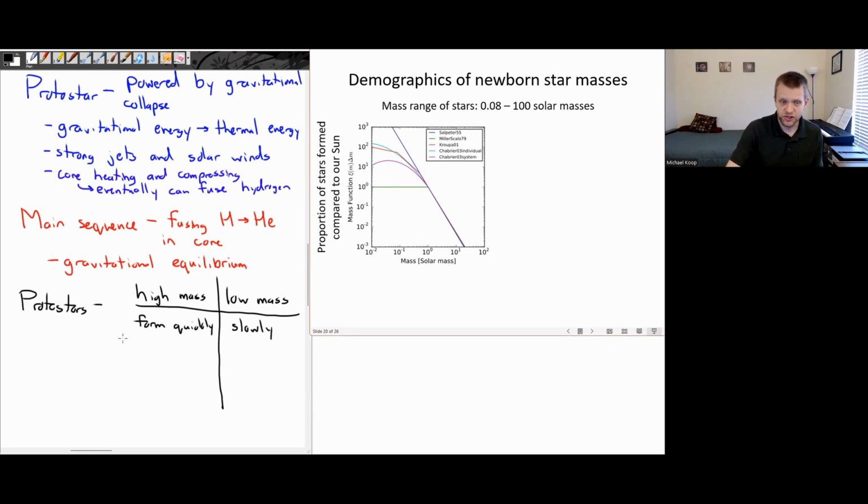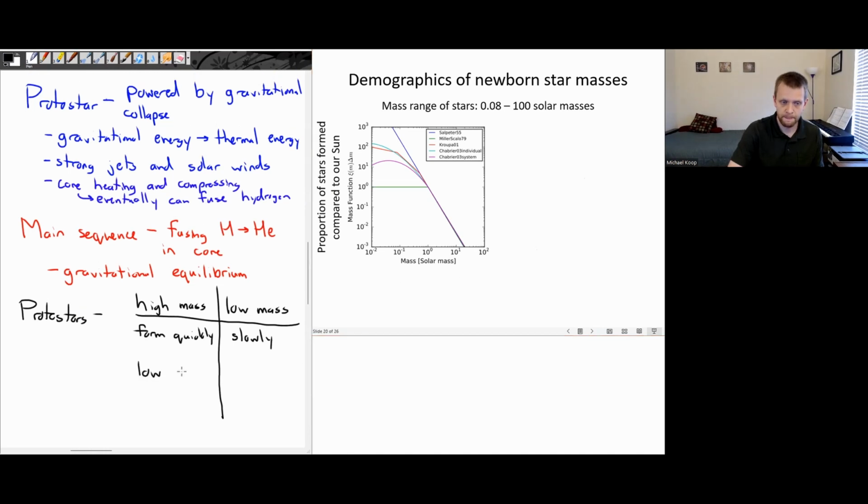High mass stars, well, only a few of them form. So low numbers. And low mass stars form in significantly higher numbers.